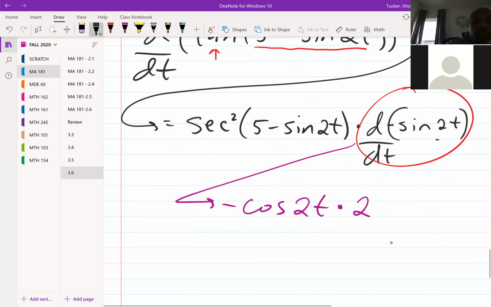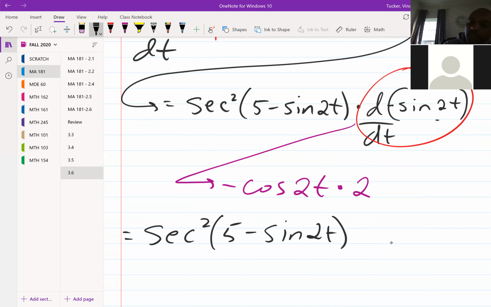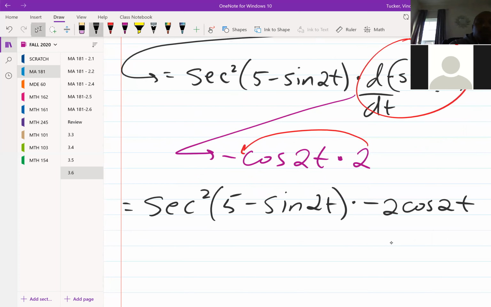All right, so let's put it all together. Secant squared of 5 minus sine 2t times negative 2 cosine 2t. All I did was take that 2 and put it out front. And you can either leave it like that or put that cosine out front. Either way, it'll be fine.